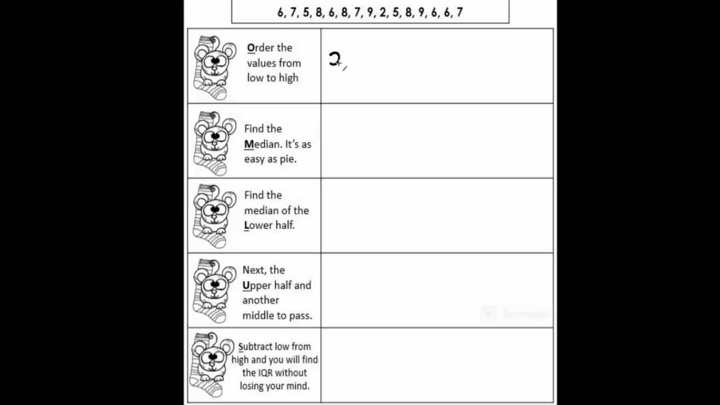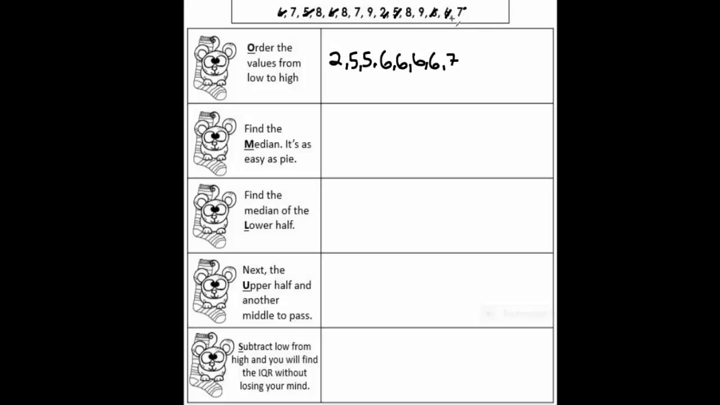First, we need to order the values from low to high. So, we start with 2, 5, 5, and you see I'm crossing out the numbers to help minimize mistakes. So now we have a 6, another 6, and 6, 4, 6, cross those out.